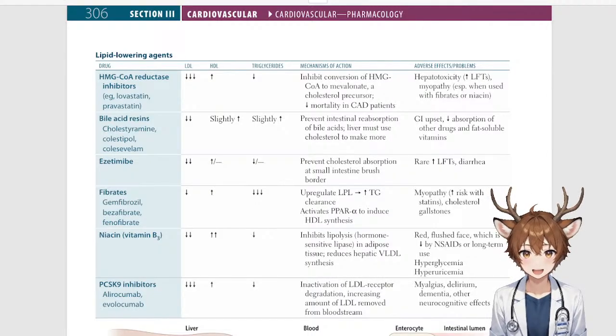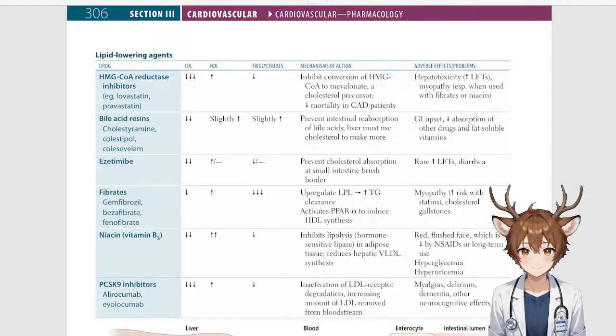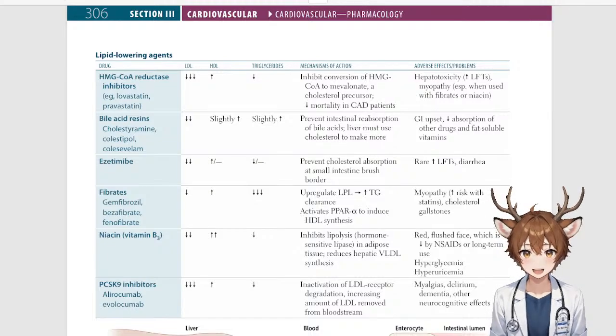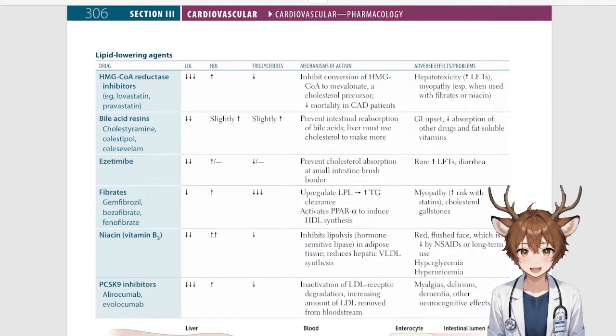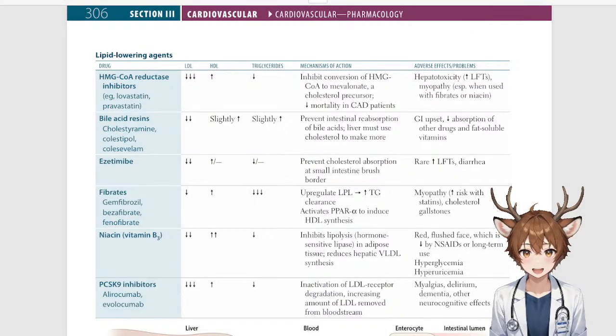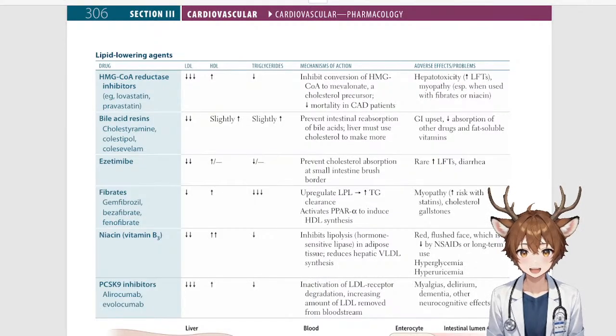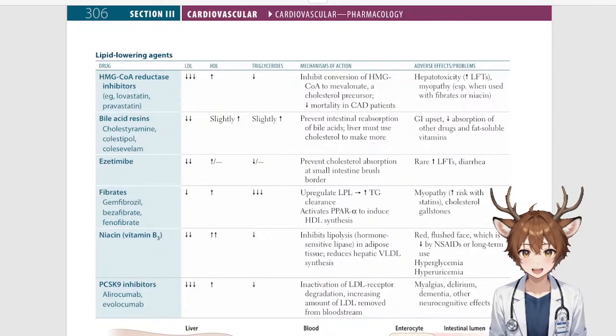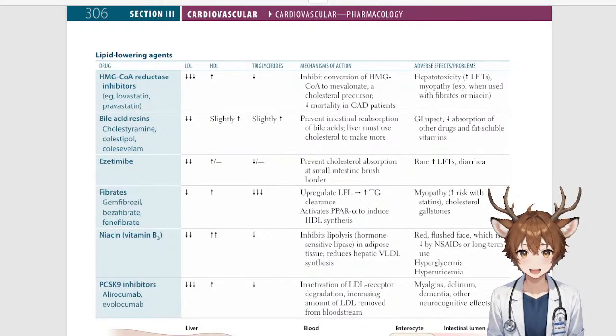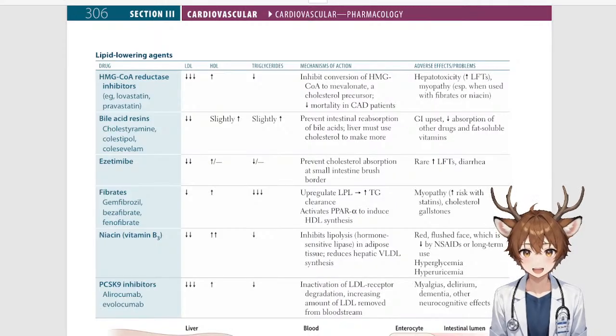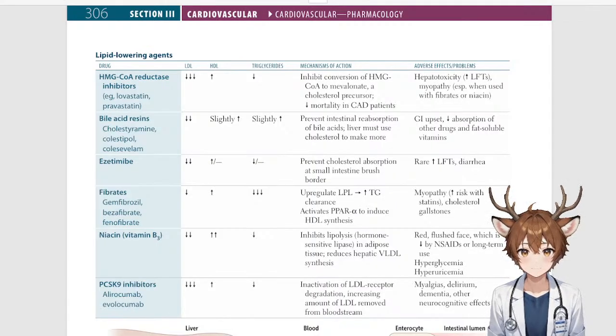Bile acid binding resins, or bile acid resins: cholestyramine, colesevelam, and colestipol. These cause a significant reduction in LDL, a slight increase in HDL, and a slight increase in triglycerides. These disrupt enterohepatic bile acid circulation, leading to a compensatory increase in conversion of cholesterol to bile. This leads to a decrease in intrahepatic cholesterol, which leads to an increase in LDL receptor recycling.